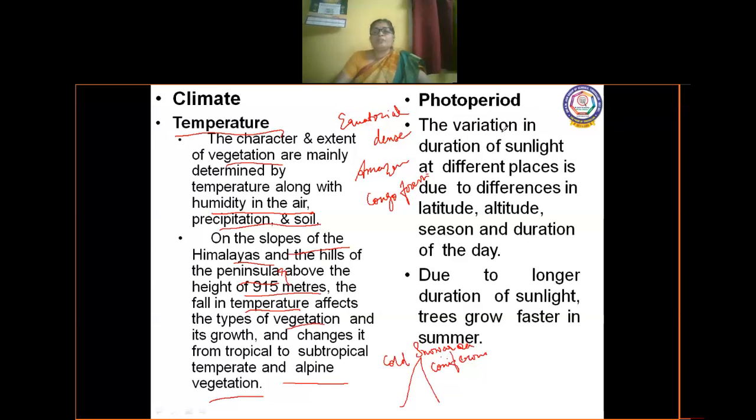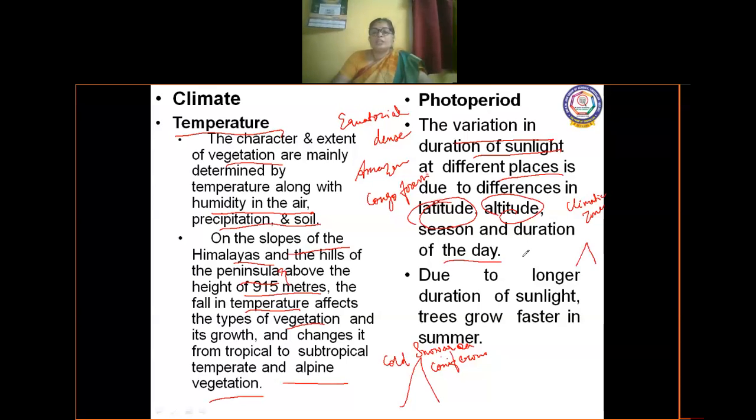Now, photoperiod. The duration of sunlight at different places is different according to the latitude and the altitude. You have been learning climatic zones, as I have mentioned in the beginning itself. So climatic zones show the various climate oriented regions that are due to the latitude, and altitude is nothing but the high lifted mountains. As you go up, the temperature falls.